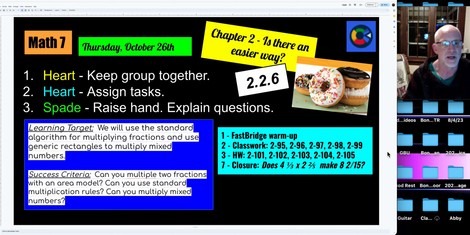So what does that mean for you? Success criteria. Number one, can you multiply two fractions with an area model? Number two, can you use standard multiplication rules? We're going to talk about those. And then number three, can you multiply mixed numbers?